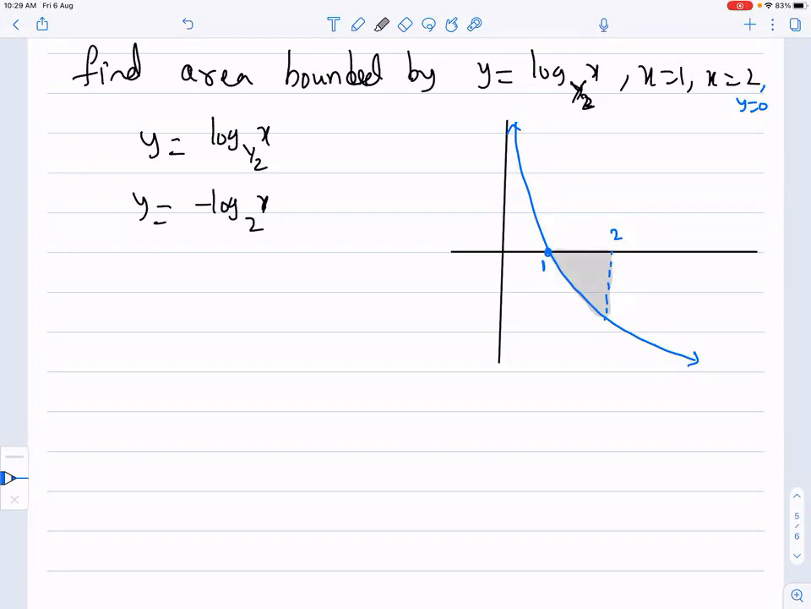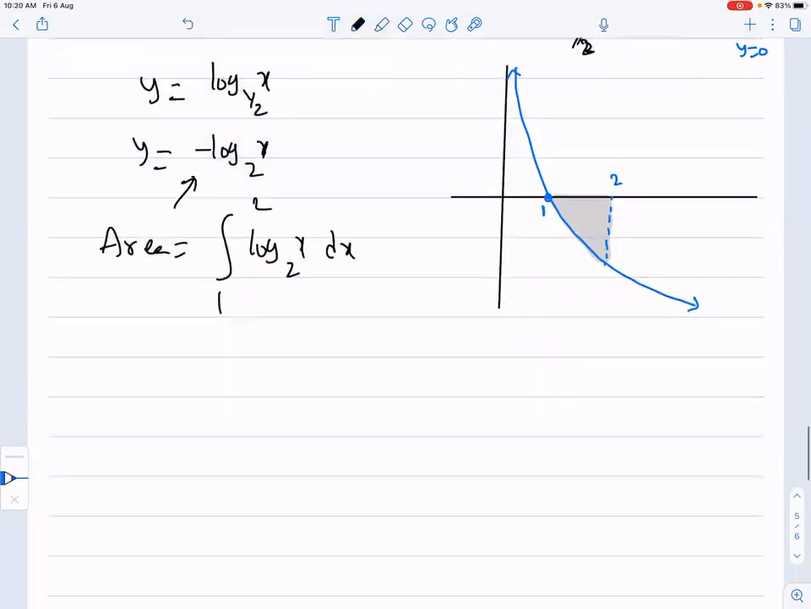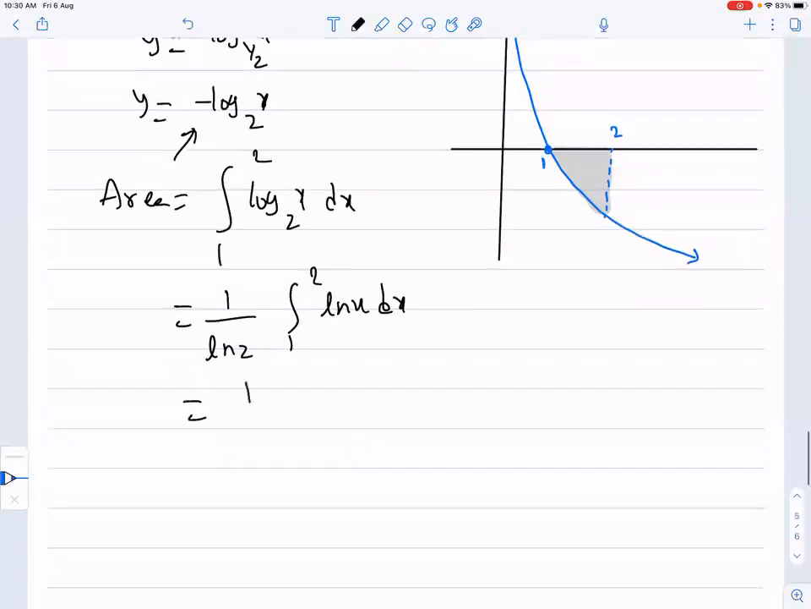What is that area? Since it is below the x-axis, it is going to be negative. So I need to multiply that with a minus. So the area, if one minus is already there, we can multiply with one more minus to become log x base 2 from 1 to 2. What is the integration of log x base 2? We can write it as 1 by ln 2 into integral 1 to 2 ln x dx, because log x base 2 we can write as ln x upon ln 2. Now we can integrate 1 by ln 2 into x ln x minus x from 1 to 2.